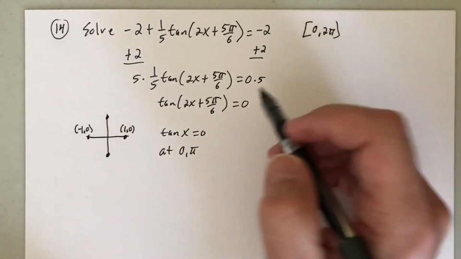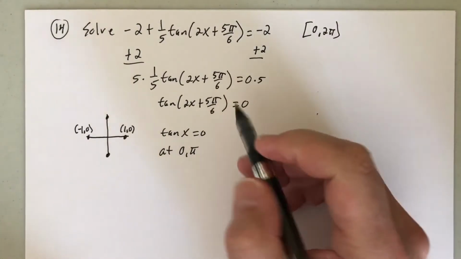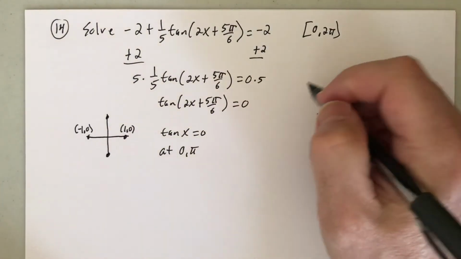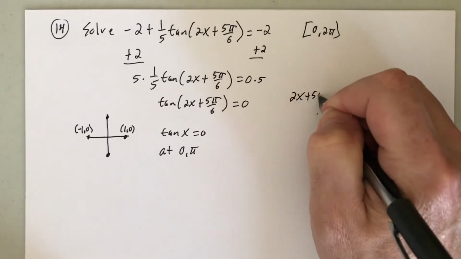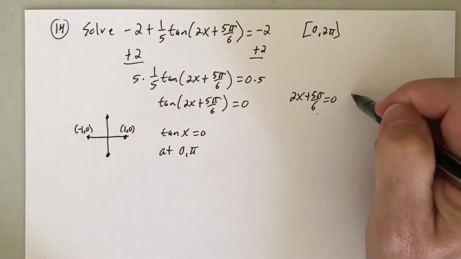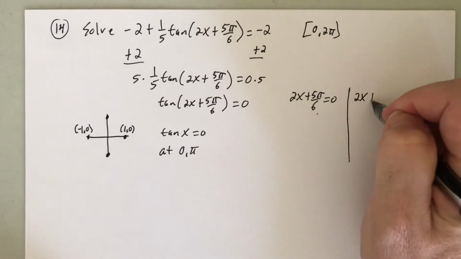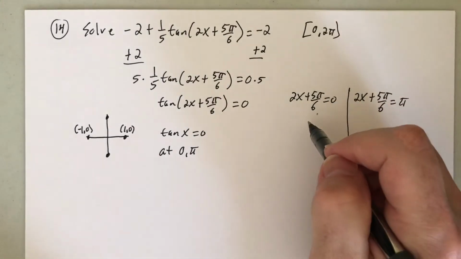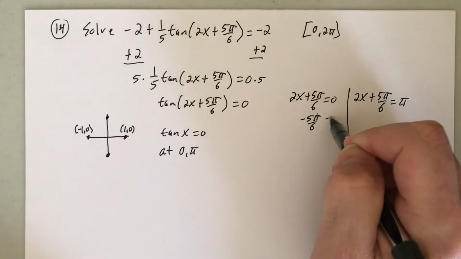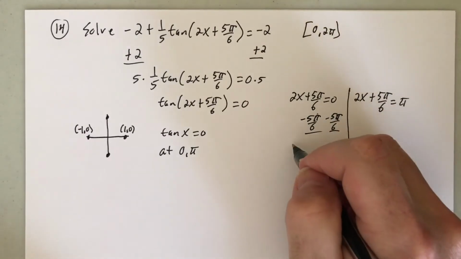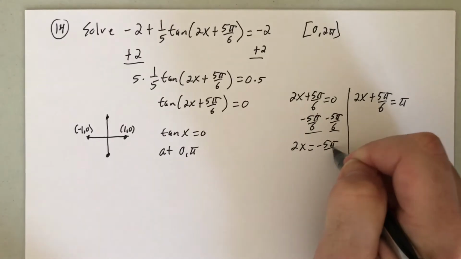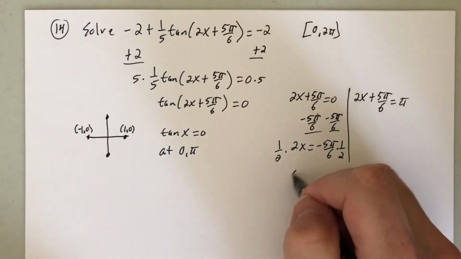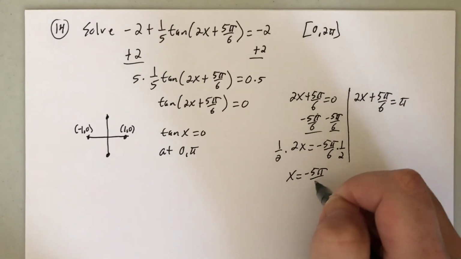So now we're going to correct with this phase shift. We're going to take each of these answers and have 2x plus 5 pi over 6 equal both of those. So I'm going to do one over here. 2x plus 5 pi over 6 is equal to 0, and then 2x plus 5 pi over 6 is equal to pi. So we're going to solve that. I'm going to go ahead and subtract 5 pi over 6, so I get 2x is equal to negative 5 pi over 6. I'm going to multiply both sides by a half, so I get x is equal to negative 5 pi over 12.